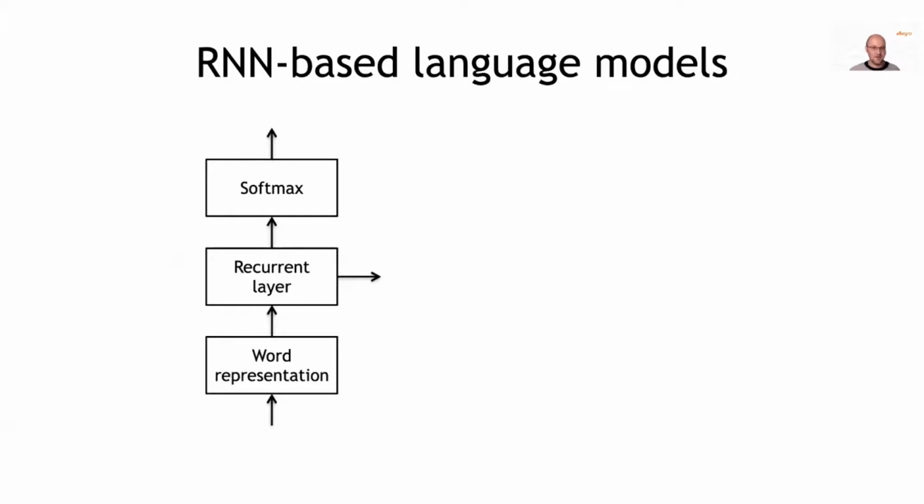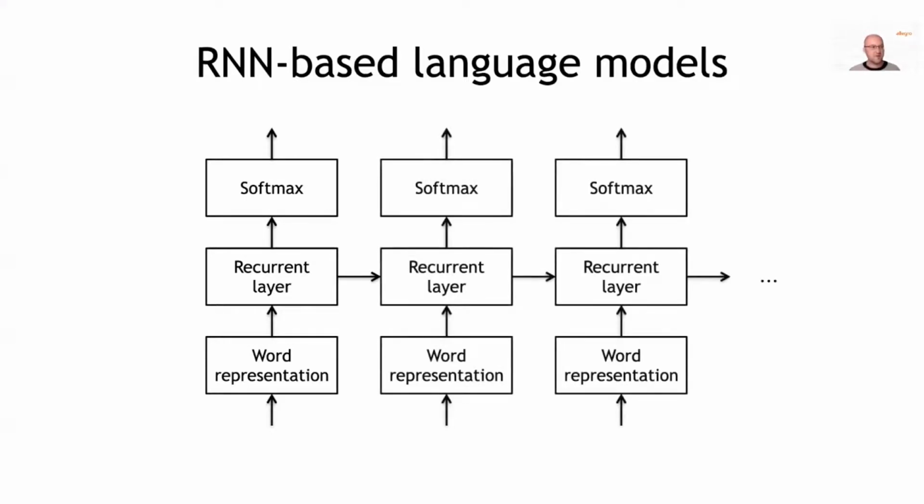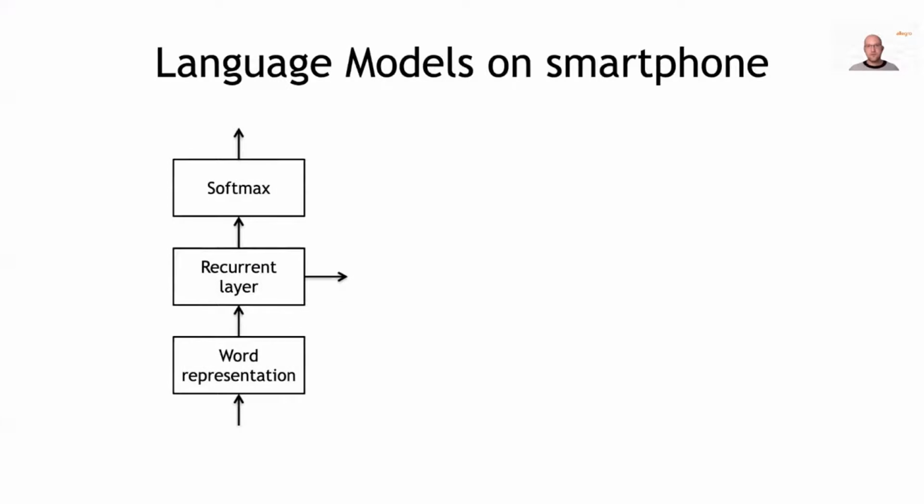So typically, such a model has some layers for word representation, which is the word embeddings. There is a recurrent layer, and there is a softmax layer, which outputs a probability distribution over your vocabulary. And this allows you to score the sentence. And with each time step, you add such a module. So this is the typical architecture of recurrent network-based language models. Now, imagine you run this on a smartphone.